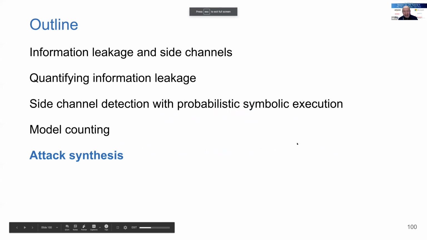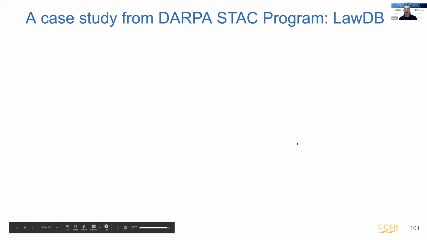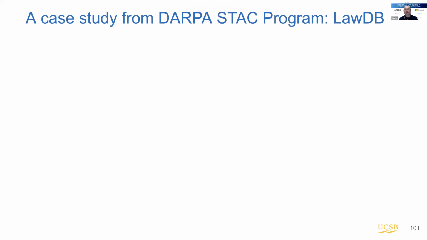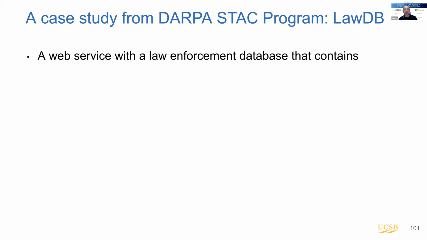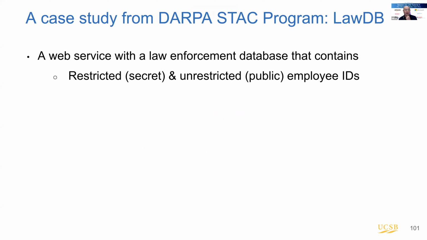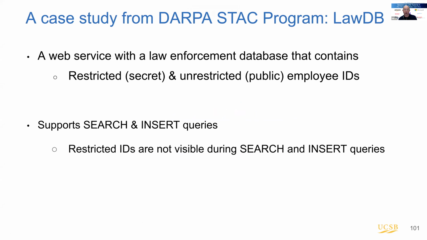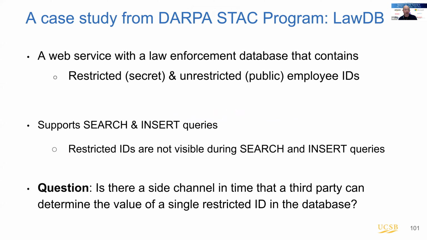So attack synthesis is, here's an example I'll show you. This is from the DARPA STAC program. It's called Law Database. This was a challenge problem that was given to us from DARPA when we were working on that program. It has secret and public IDs. It's a law enforcement, a police department's database, let's say. They have restricted and unrestricted employee IDs, and you can do search and insert queries. The question is, is there a side channel in time that people can use to figure out the secret employee ID, which should not be returned by search queries?